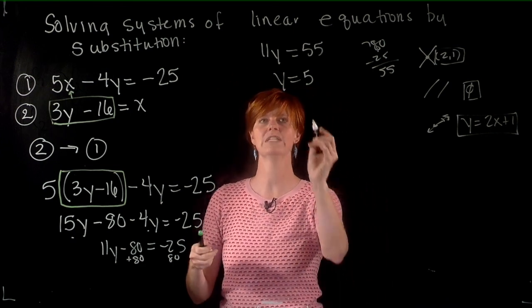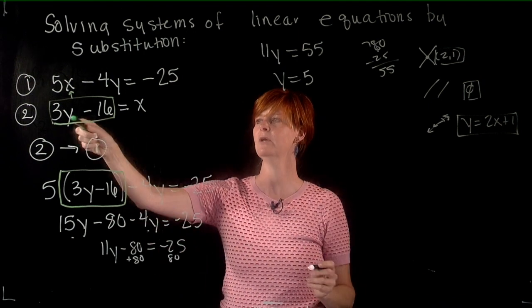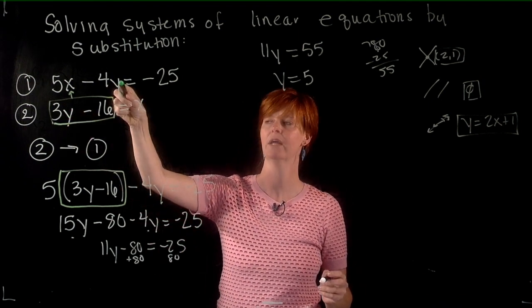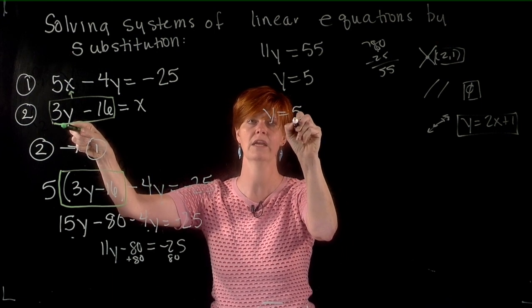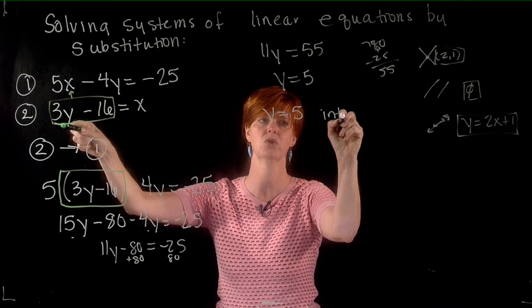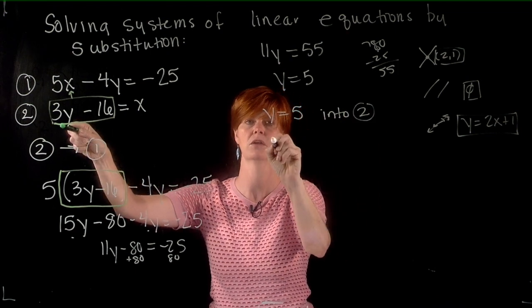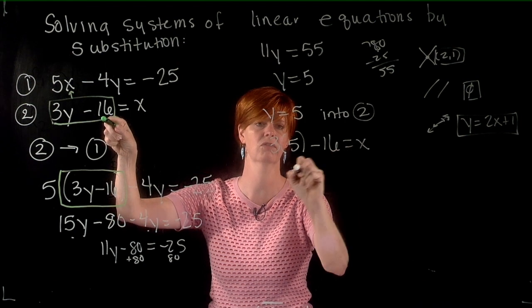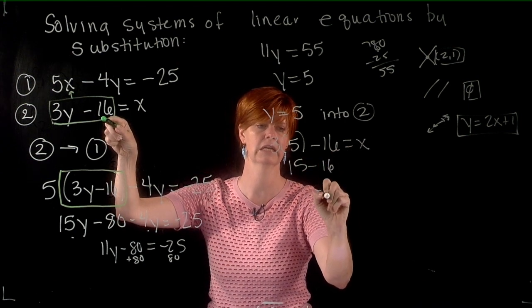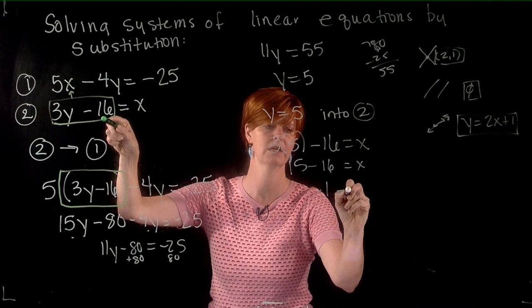So what do we do? We take this y = 5, and we can put it back in here or here. Now I choose to put it into equation number 2. So y = 5 into equation 2. So 3 times 5 minus 16 equals x. 15 minus 16 equals negative 1.